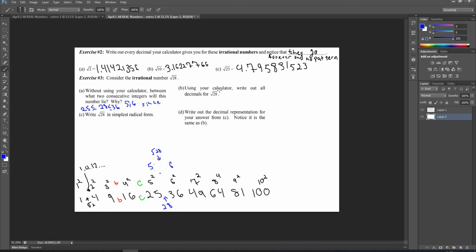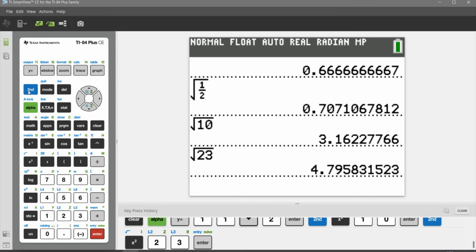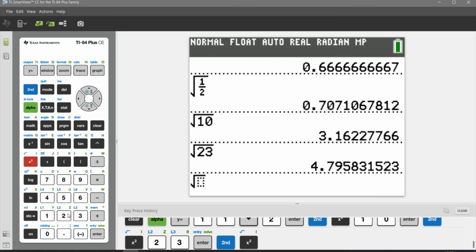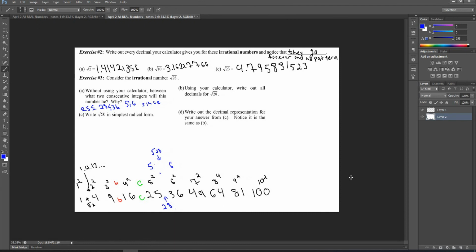Now, for B, we just need to use our calculator. So we're going to switch over. I'm going to do second square root, 28, and we get 5.2915062622. So we can copy that down.